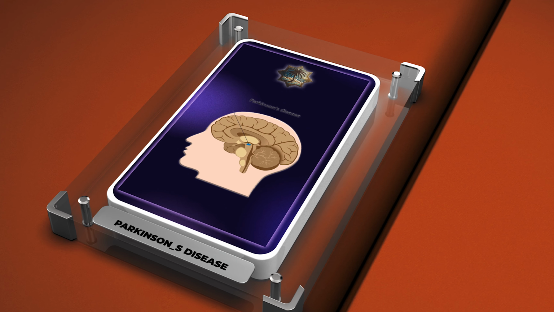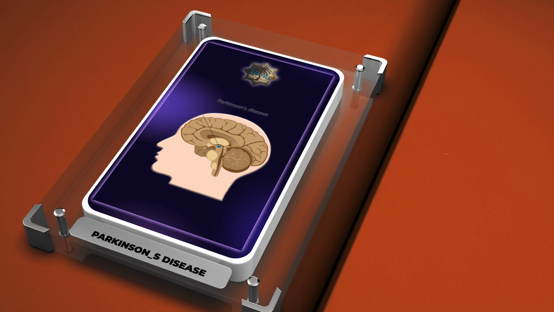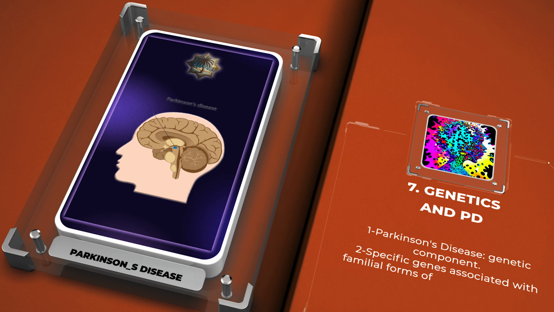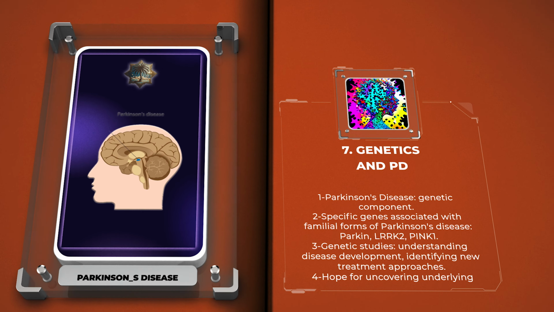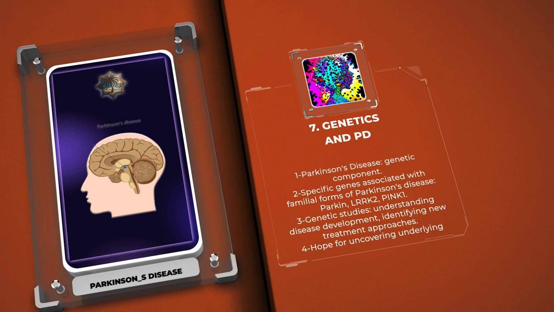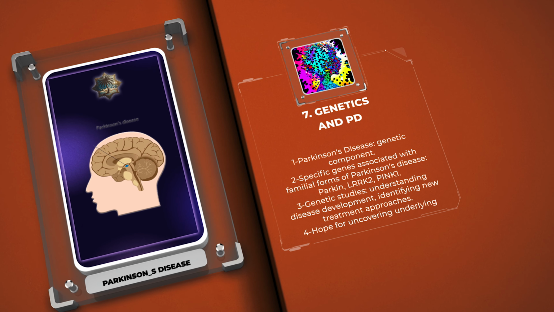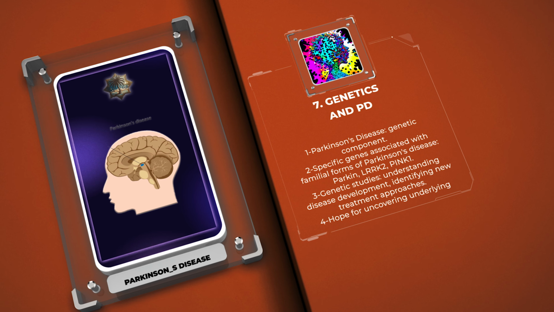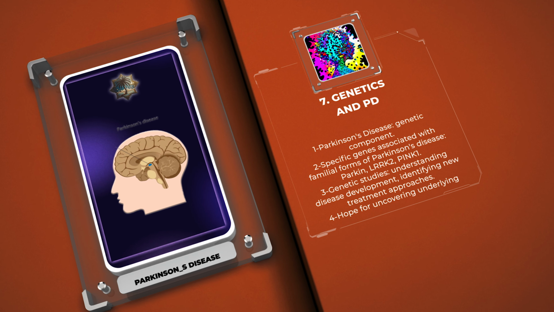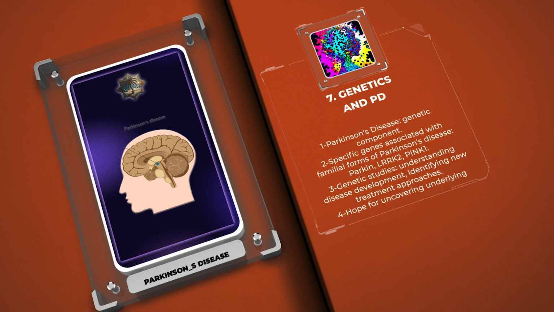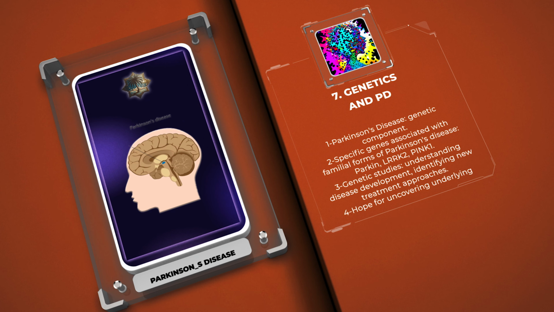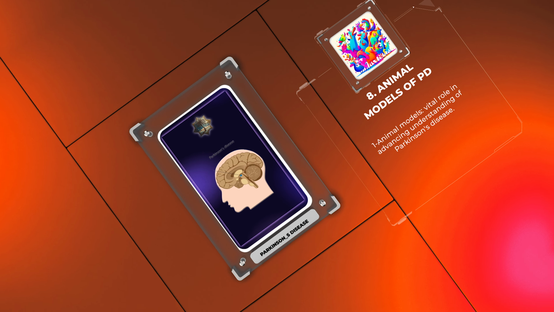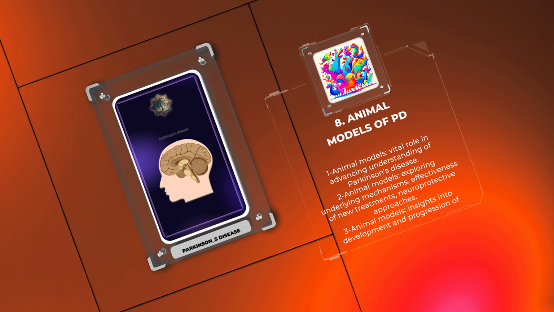Parkinson's disease is believed to have a genetic component, meaning that certain genes can increase a person's likelihood of developing the condition. Researchers have identified specific genes, such as Parkin, LRRK2, and PINK1, which are associated with familial forms of Parkinson's disease. By studying these genes, scientists hope to gain a better understanding of how the disease develops and potentially identify new treatment approaches. These genetic studies hold promise for uncovering the underlying mechanisms of Parkinson's disease and finding new targets for therapy.